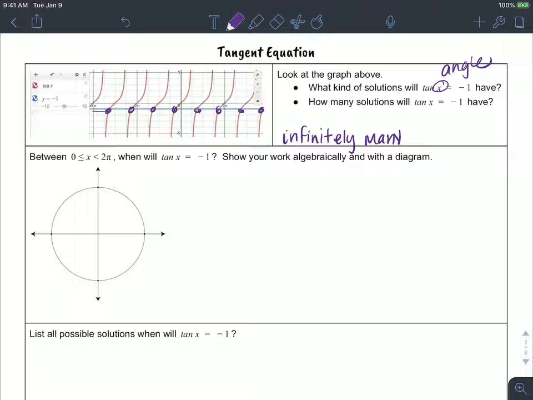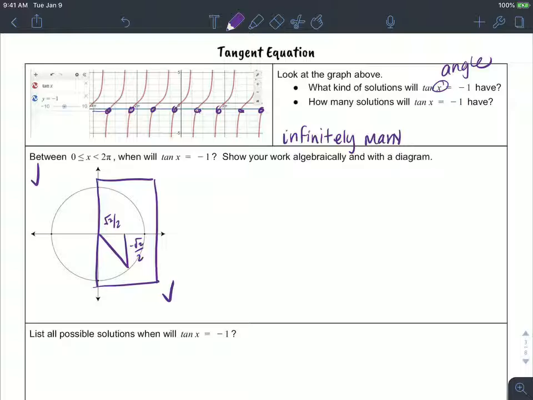All right, so what quadrants are our principal quadrants for tangent? That would be quadrant 1 and quadrant 4. And where is tangent negative? In quadrant 4 and quadrant 2. So I'm going to go ahead and draw in a tangent with a negative 1, so root 2 over 2, and negative root 2 over 2. So a negative divided by a positive would give me a negative.